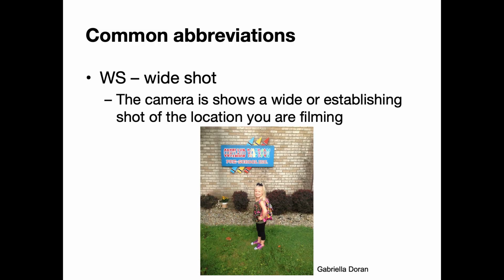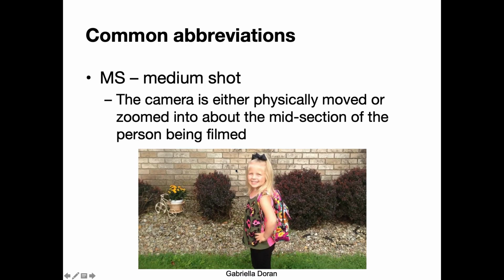More common abbreviations. WS stands for wide shot. Now, what is a wide shot? A wide shot is when the camera is showing a wide or establishing shot of the location that you're filming. You can see that this is a wide shot here because it's showing the subject right here in the middle. And we can tell where the subject is because it's wide. We can tell that she is at Cortland Playroom Preschool Incorporated. That's where this little girl is in this wide shot, or WS.